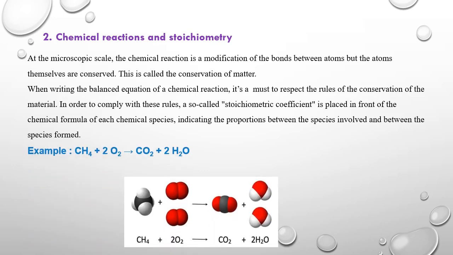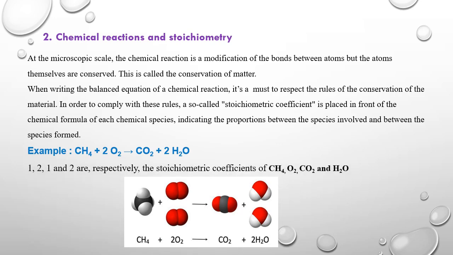For example, CH4 plus 2O2 give CO2 plus 2H2O. The coefficients 1, 2, 1, and 2 are respectively the stoichiometric coefficients of CH4, O2, CO2, and H2O.